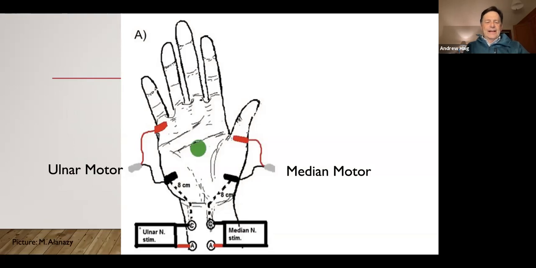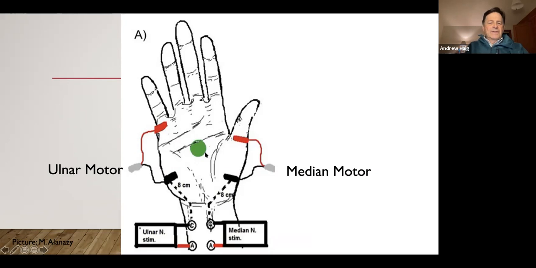So here's the setup for the median and the ulnar nerve. Your black active for the median goes over the middle of the thumb muscle, maybe a little proximal instead of middle. The red reference goes someplace over a bone. I usually put it over the knuckle here. And the ground is in the middle someplace, just out of the way. Classically, the ground is between your stimulator and the electrode, but in the hand, you can just put it on the back of the palm.